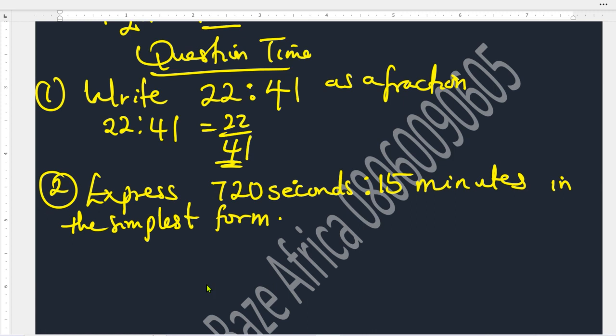The first thing you will do is to write it as a fraction. Then you are going to change minutes to seconds because minutes is bigger than seconds.